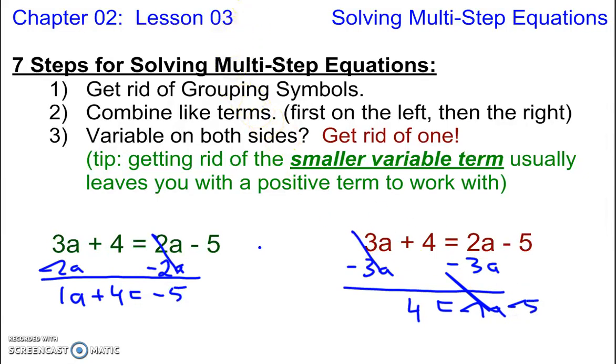And I am not having fun with this pen right now. Alright, that should say negative 1a minus 5.